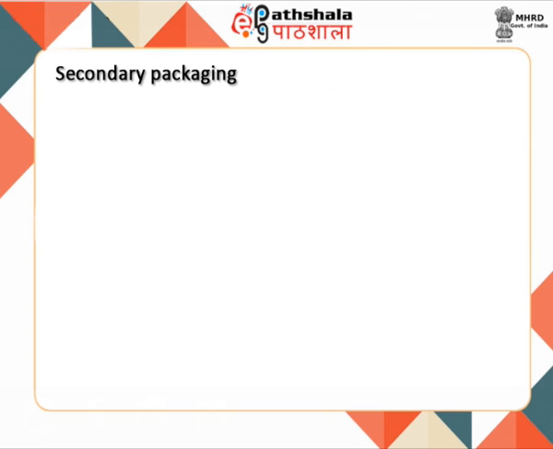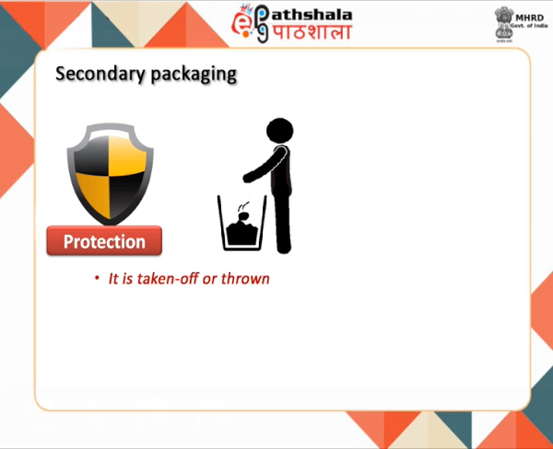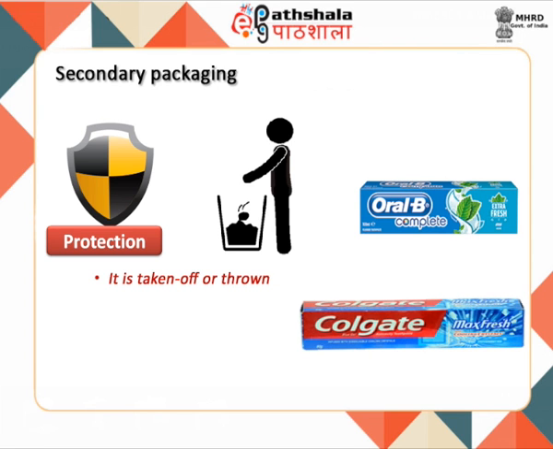Secondary packaging. The layer of cover added to the primary package for its protection is called secondary package. After bringing the product home or being ready to use the product, the secondary package is taken off or thrown. The cardboard box in which the tube of toothpaste is packed is the example of secondary package. The consumers do not keep secondary package for long.